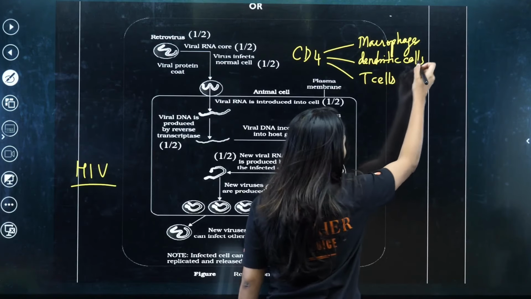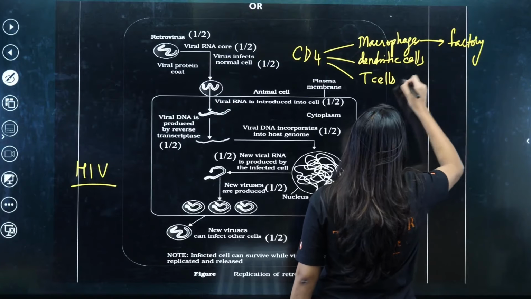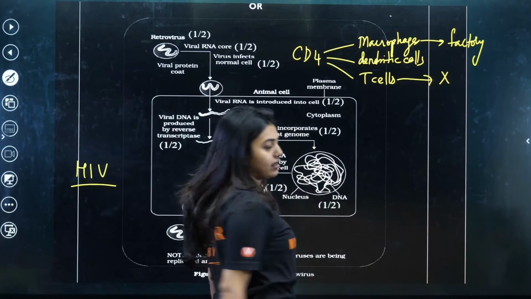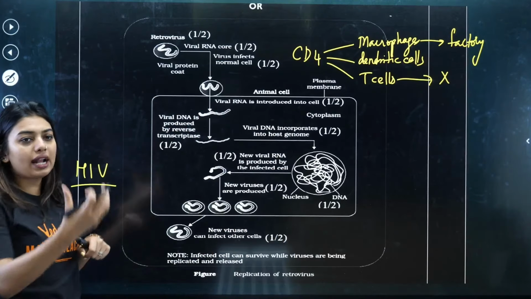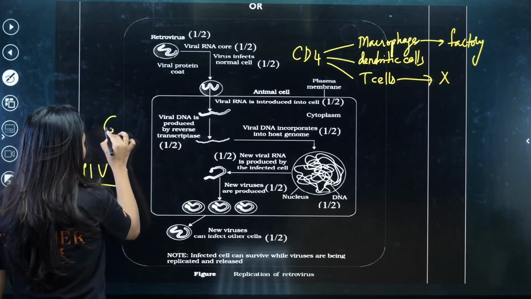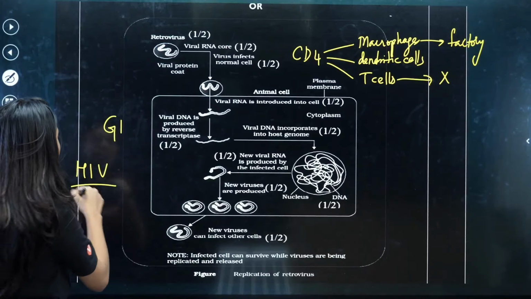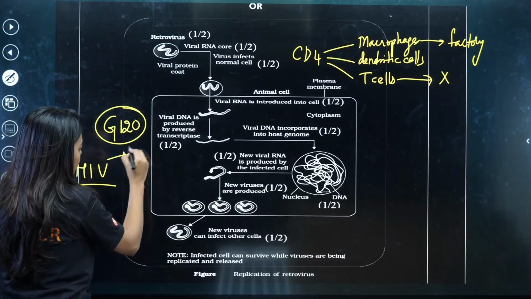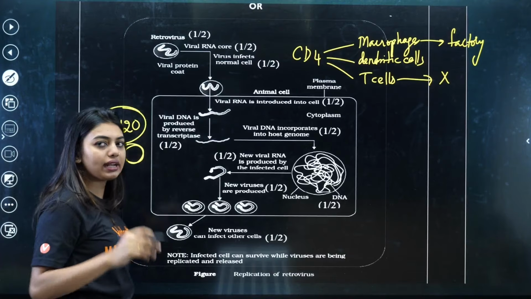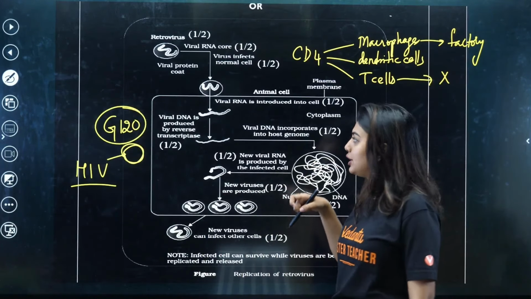Out of this, macrophages are the factory of your HIV. T cells will be killed if HIV enters, because it knows that T cells are for protection. Who attacks? Your gp120, the glycoprotein on the HIV, will go and attach to the CD4 receptor on the macrophages and then enter into the cell.